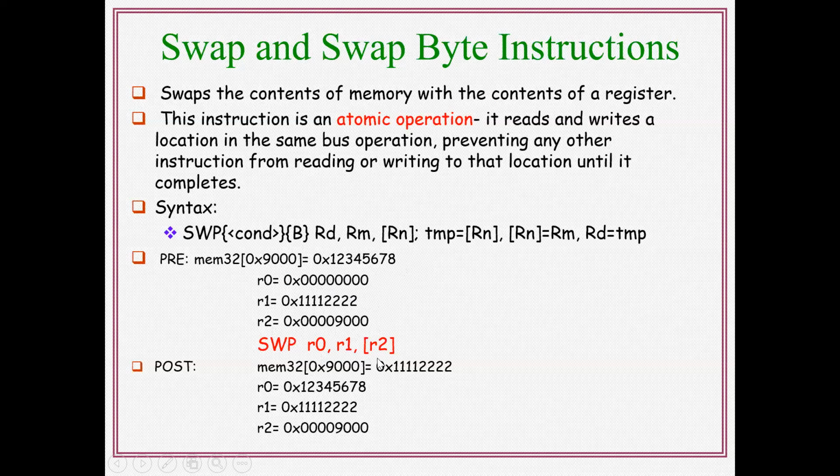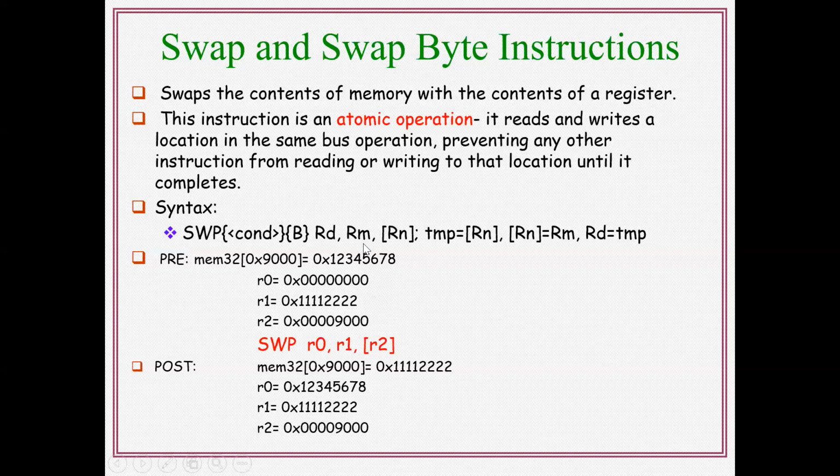Swap R0, R1, indirect of R2. What will happen? In the swap instruction, Rd is replaced with R0, Rm is replaced with R1, and Rn is replaced with R2. The first value is the Rn value, which is indirect of R2. So the content of memory location 9000, 12345678, is loaded into a temporary. The first temporary value is occupied with 12345678. After that, indirect of Rn, which is the 9000 H memory location, is copied with Rm.